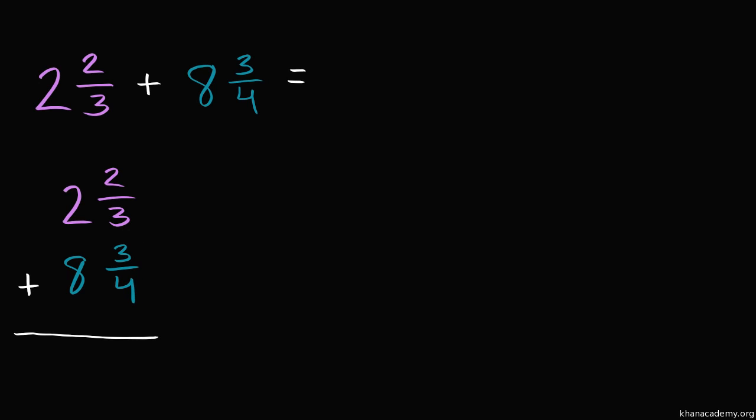Well, let's look at the multiples of 4. 4 is not perfectly divisible by 3. 8 is not perfectly divisible by 3. 12 is. In fact, 12 is 4 times 3. So I can rewrite both of these fraction parts with 12 as their denominator. So this is going to be equal to, let me just write it this way, 2 and something over 12.